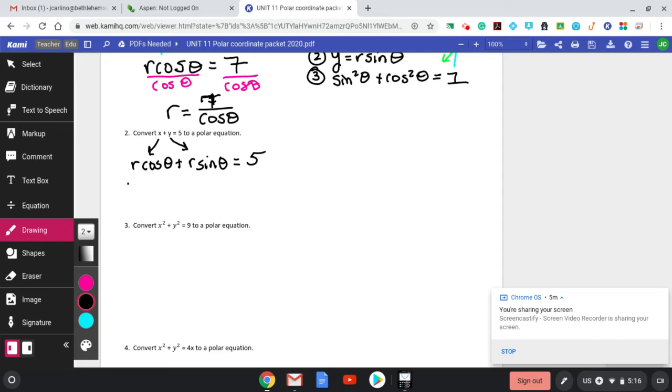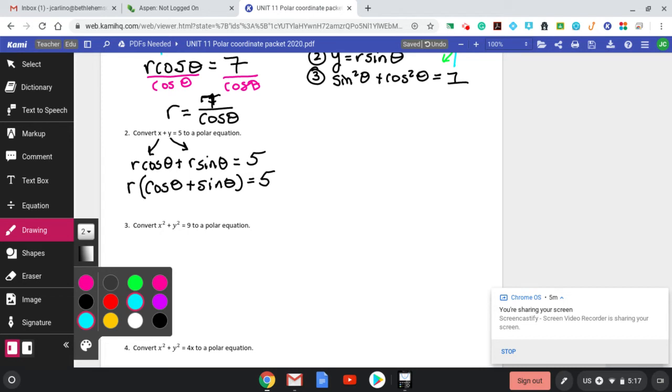And watch what happens. When I take out an r, what's left inside is cosine theta plus sine theta, equals 5. So I factored out an r. Now this is not the same as number 3 because cosine and sine are not squared, so I cannot use number 3 up here. So again, how do I get r by itself? I'm going to get rid of cosine plus sine theta by dividing it on both sides. How do you undo multiplication? You divide, right?